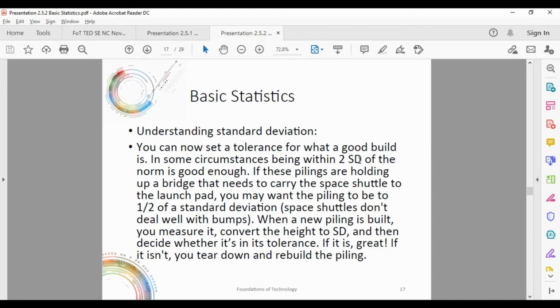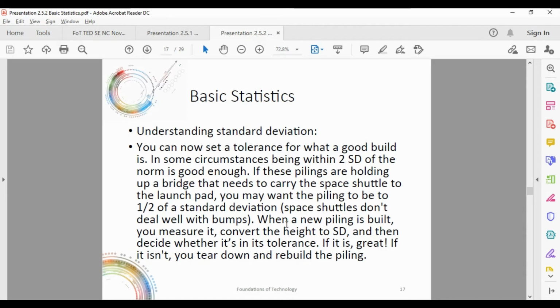Okay, so that's the use of the standard deviations. Long story short, 95% of data typically falls within 2 standard deviations. So, okay, that's okay. If these pilings are holding up a bridge that needs to carry the space shuttle to the launch pad, you may want the piling to be half of a standard deviation. So that's saying there are certain situations where you may want the accuracy to be even closer. Standard deviations are what we sometimes use to help us decide what acceptable tolerance is, if that makes sense.